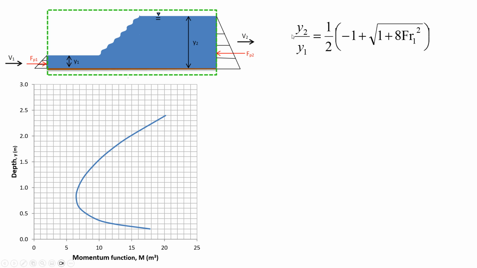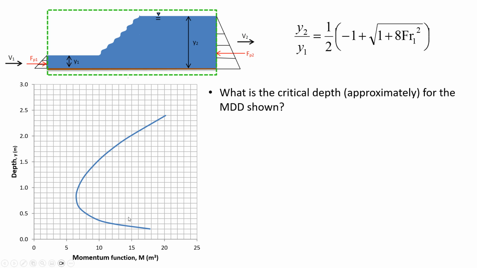We can either use the Bélanger momentum equation, or we can graph the momentum function, and the critical depth is the furthest to the left, the minimum momentum. So what's the critical depth in this case? It looks like it's about 0.6, 0.7, 0.8. If we find this far left point, it's about 0.8 meters. If the original upstream depth is 0.6, then the same amount of momentum is associated with about 1.05. So this is showing the span of the hydraulic jump.